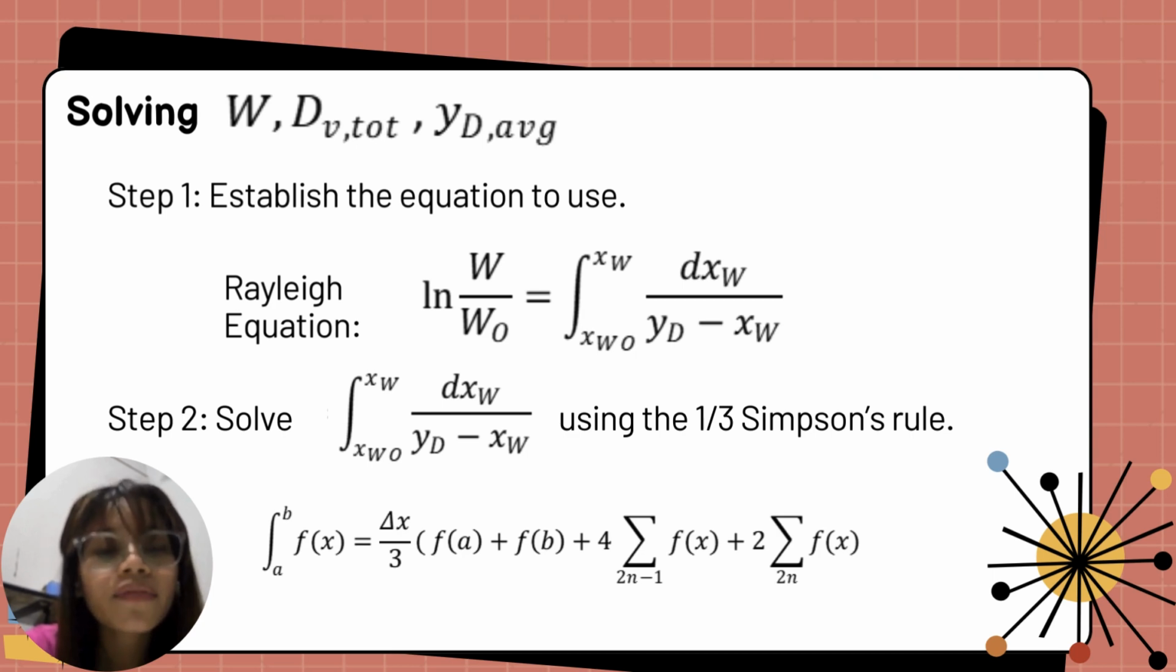Then for step 2, we solve for the integral part of the Rayleigh equation using Simpson's 1/3 rule. Simpson's 1/3 rule says the integral of a function of x from a to b is equal to delta x divided by 3 times the function of x at x equals a, plus the function of x at x equals b, plus 4 times the summation of the function of x where x is equal to 2n minus 1, meaning odd, plus 2 times the summation of the function of x where x is equal to 2n, meaning even.